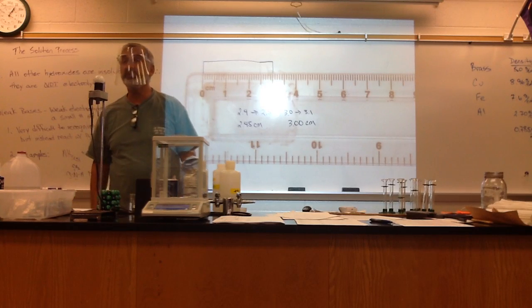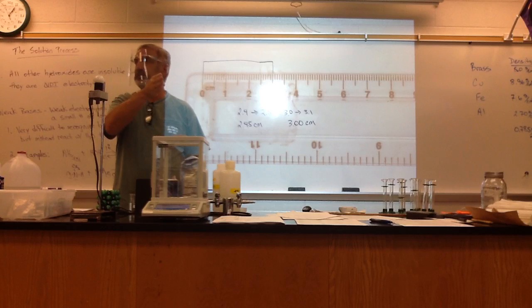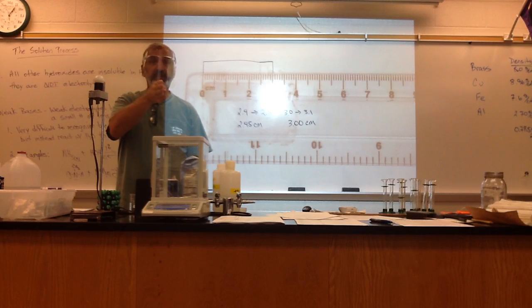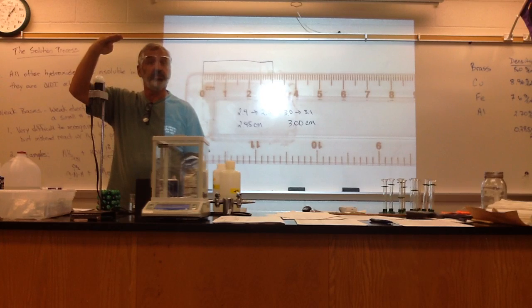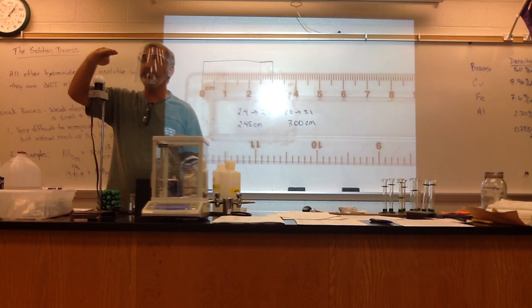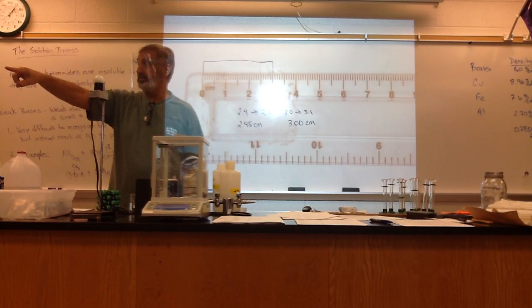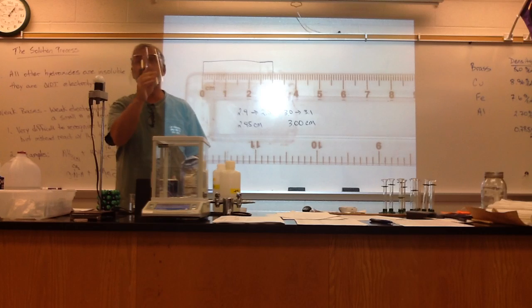What's the smallest unit on that? The ones place, right? Each line represents an increase of 1 milliliter. So when we measure that, what are we going to measure to? The tenths, one past the smallest line. The smallest line is ones, so we're going to measure to the tenth.